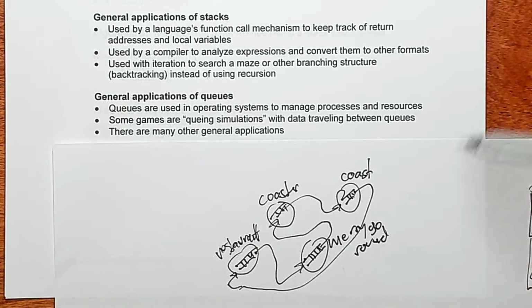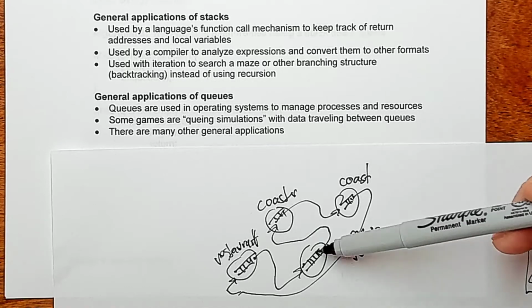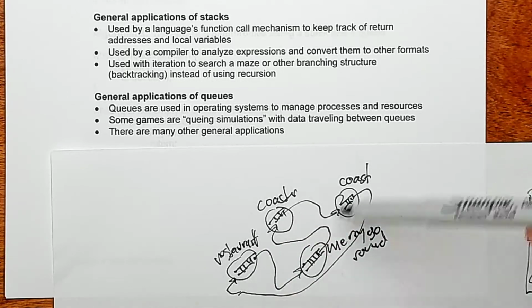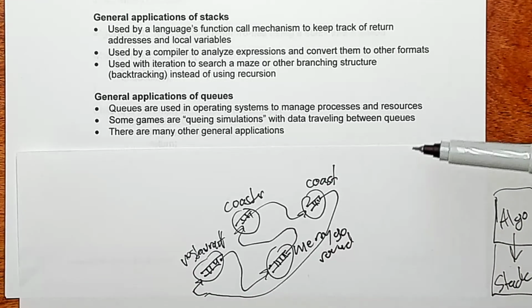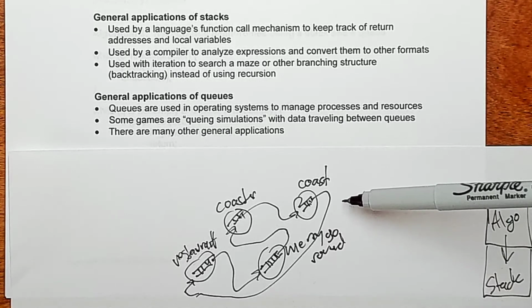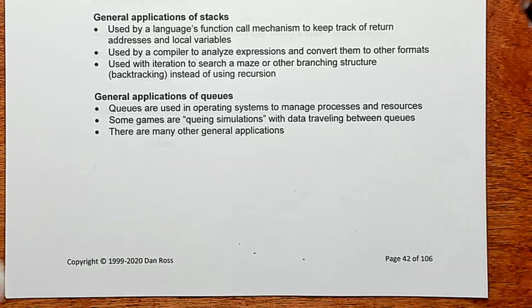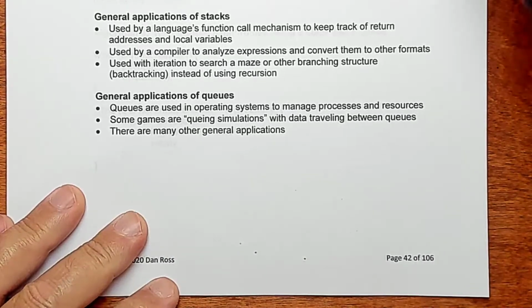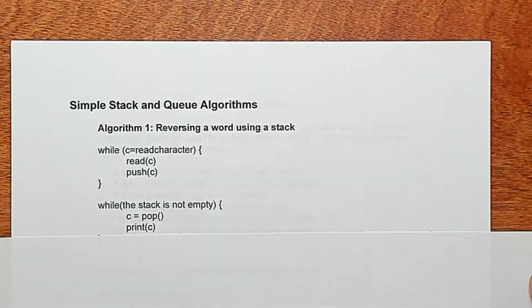Okay, so queues are used in certain kinds of game programs, and this is what the operating system is doing. It's managing processes that are in different states. You can take several classes on just how to write operating systems at the junior level in some colleges. Okay, so let's look at some specific applications of stacks and queues. All right, let's look at some classical stack and queue algorithms. The first one we've got is reversing a word using a stack.